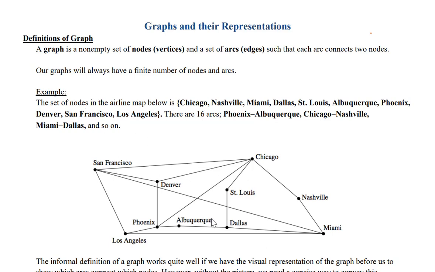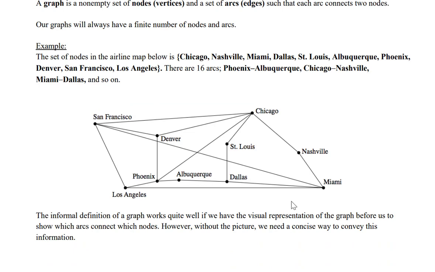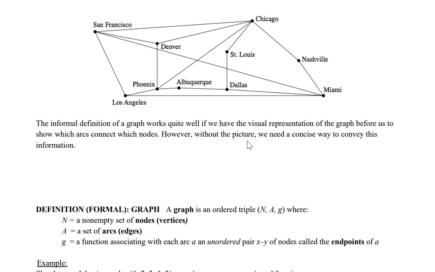And in our examples, we're going to see only a finite number of nodes and arcs, not an infinite number of nodes and arcs. So here is an example where we have cities and then some arcs connecting the cities. This is an informal definition of a graph, and it works quite well if we have the visual representation of the graph before us to show which arcs connect which nodes. However, without this picture, we need a concise way to convey this information, and therefore we're going to need a formal definition of a graph.